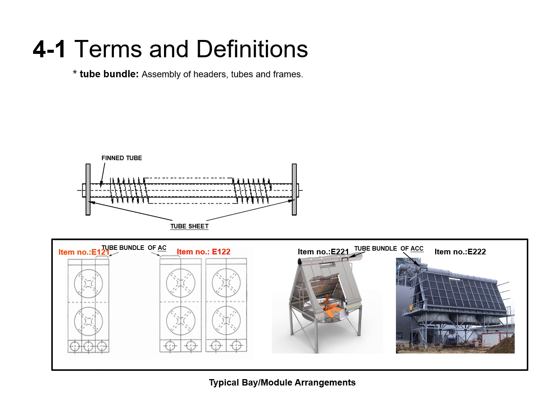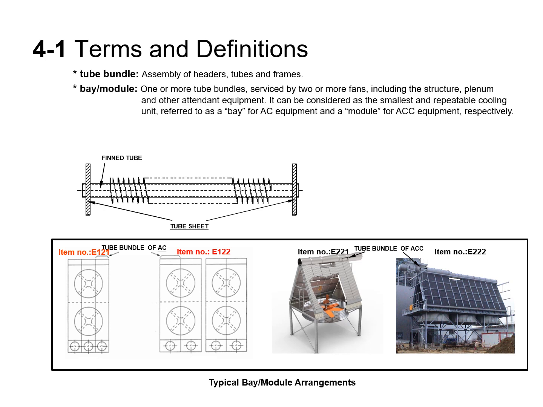Tube bundle: assembly of headers, tubes, and frames. Bay or module: one or more tube bundles serviced by 2 or more fans, including the structure, plenum, and other attendant equipment. It can be considered as the smallest and repeatable cooling unit, referred to as a bay for AC equipment and a module for ACC equipment, respectively.